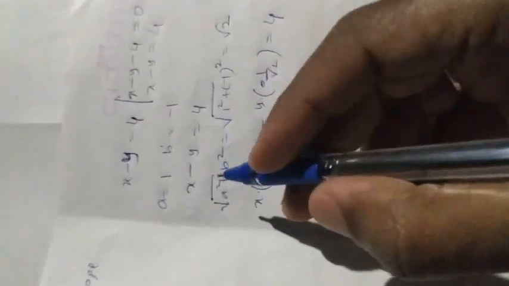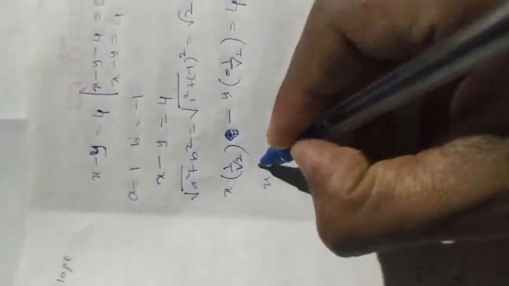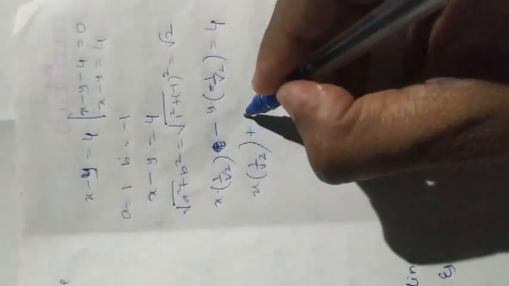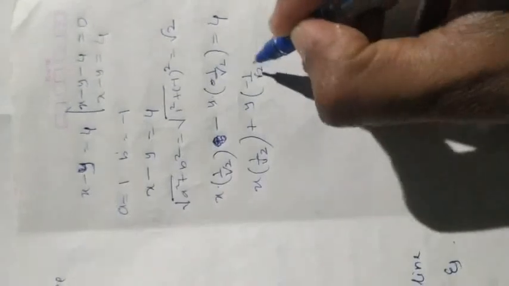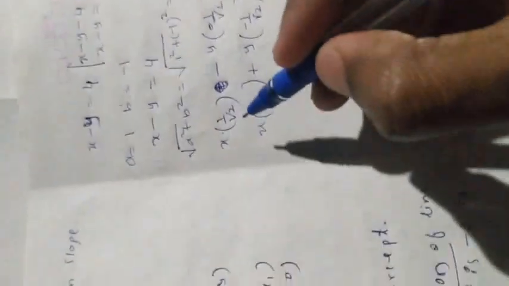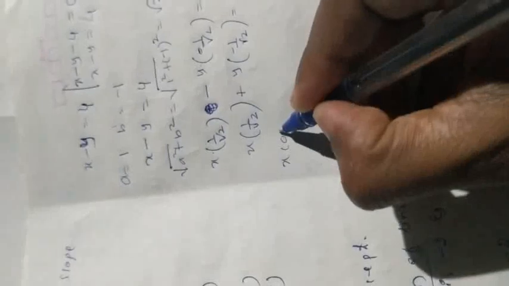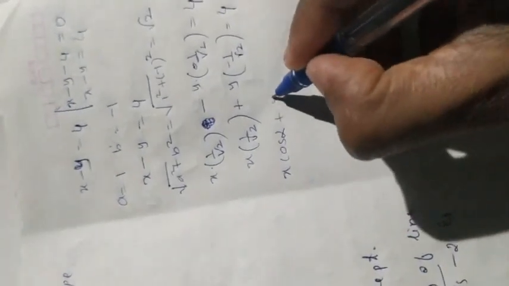Now we have to convert this into the form x cos alpha plus y sin alpha is equal to p. So we can write this equation in the form x into 1 divided by root 2 plus y into minus 1 divided by root 2 is equal to 4. We have to convert it into the form x cos alpha plus y sin alpha is equal to p.